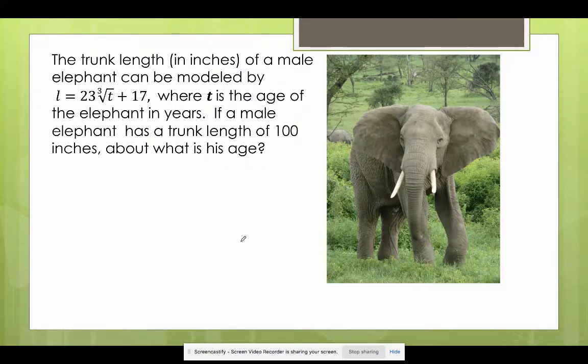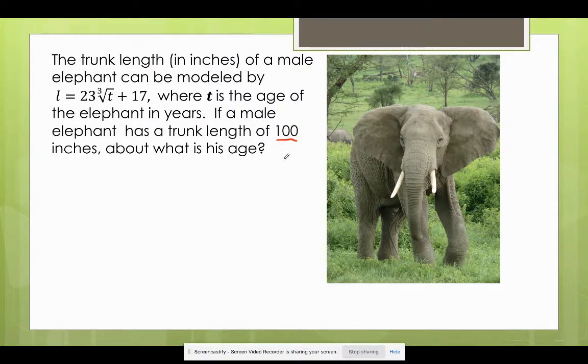All right, we're dealing with a little word problem here. Trunk lengths in elephants is given by the equation given here, okay? So L is the length of the trunk, and T is the age of the elephant. If a male elephant has a trunk length of 100 inches, what is his age? So this makes sense, right? In this function, you're going to know the trunk length more than the age of an elephant. You can't go up to an elephant and say, hey, how old are you? What you can do, if you're studying elephants, you can measure their trunk length, and from there you can find out the age or approximate age of the elephant.